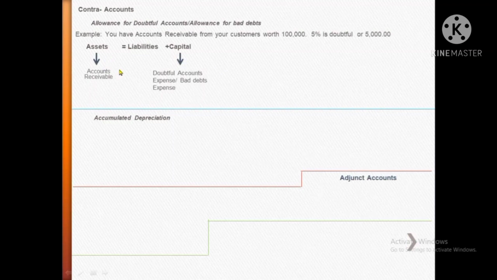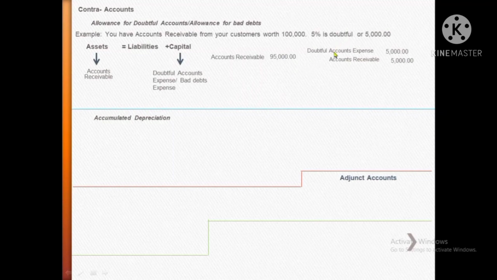And this decrease in asset is a decrease in the accounts receivable. So incorporating what we have learned a while ago, we can have entries which is debit, doubtful accounts expense 5,000, the 5% of the total receivables. Why debit? Because the normal balance of an expense is debit, right? And take a look at the capital. It was decreased, right? And decrease in capital means debit. So I hope that's clear. Next is we credit the accounts receivable for 5,000 since it was decreased. So if we do that, then we will have a balance of accounts receivable of 95,000. That's 100,000 minus the 5,000 doubtful accounts.